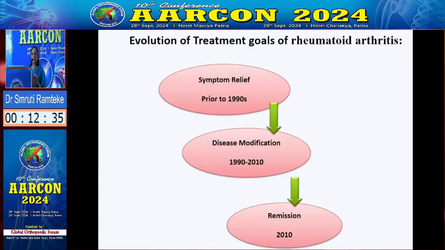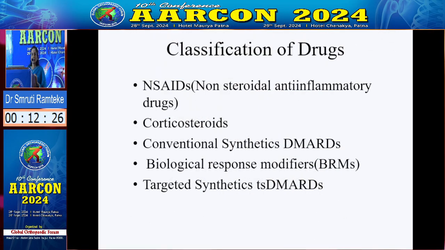So initially in the 90s it was symptom relief. From 1990 to 2010 it was disease modification, but from 2010 we are thinking of remission. The classification of the drugs, you all know: NSAIDs, corticosteroids, conventional synthetic DMARDs, biologic response modifiers, the targeted synthetic DMARDs.